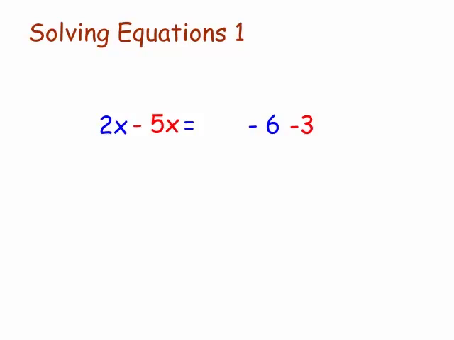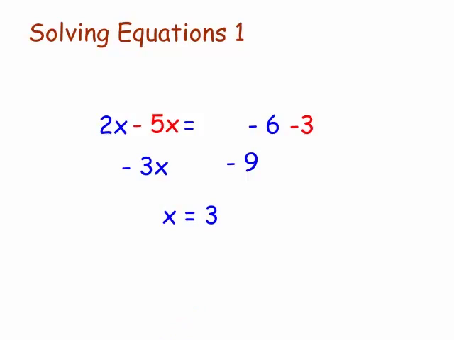Now, hopefully we can see that 2x minus 5x is minus 3x. So we have minus 3x equals, now what's minus 6 minus 3? Hopefully we can see that's minus 9 on this side. So we have minus 3x equals minus 9, and hopefully we can see that the solution, yes, hallelujah, is x equals 3. Now this is called the double swap over.